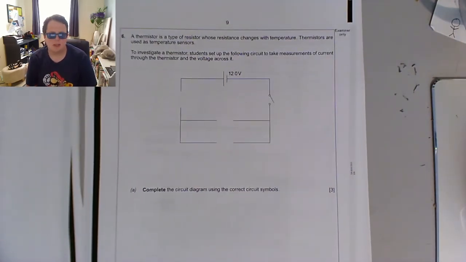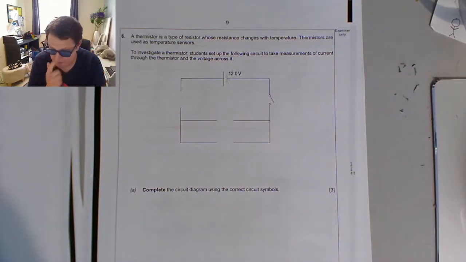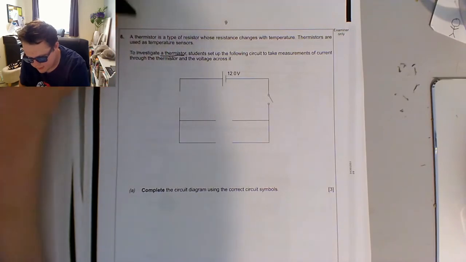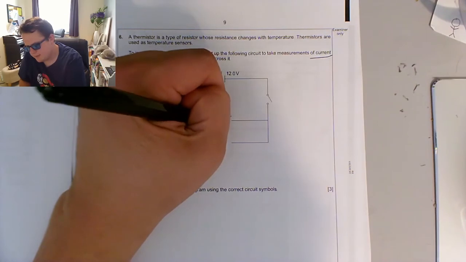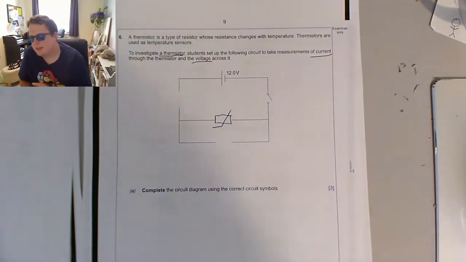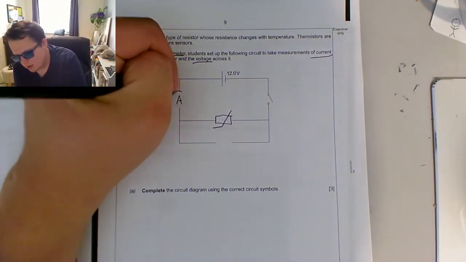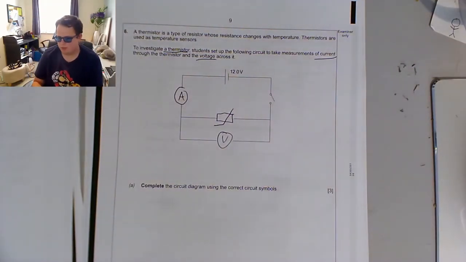Okay, a thermistor then. So question 6. We're now on to looking at electricity. Thermistor, type of resistor. So you've got that top bit. So complete the diagram. We want a thermistor. We want to be able to measure the voltage. We want to be able to measure the current. So a thermistor is like so. It's a rectangle with a line through it. Ammeters always go in series. Voltmeters always go in parallel. Now in terms of the marks here, 3 marks, it's basically a mark for each symbol being in the correct place.